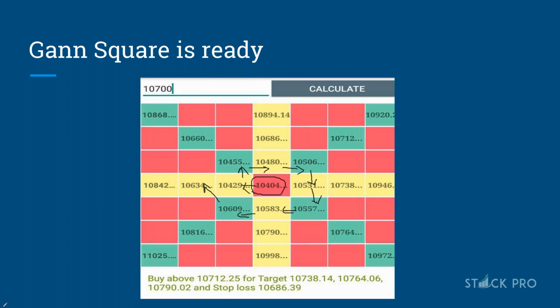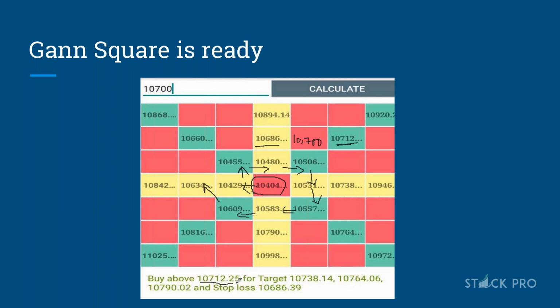So see here, where is 10,700? That comes between these two values. Between this and this, you get 10,700, don't you? Right? You get 10,700 here. So what is your entry level? 10,712. That's what it says.